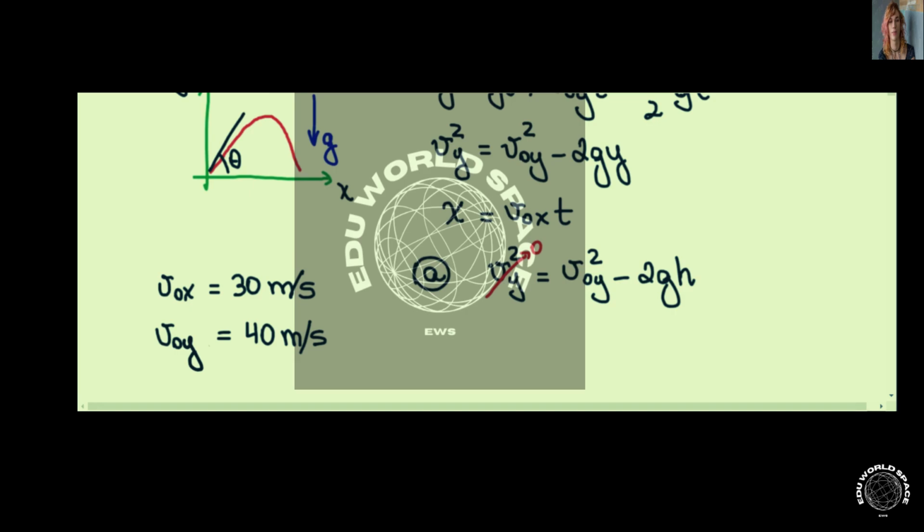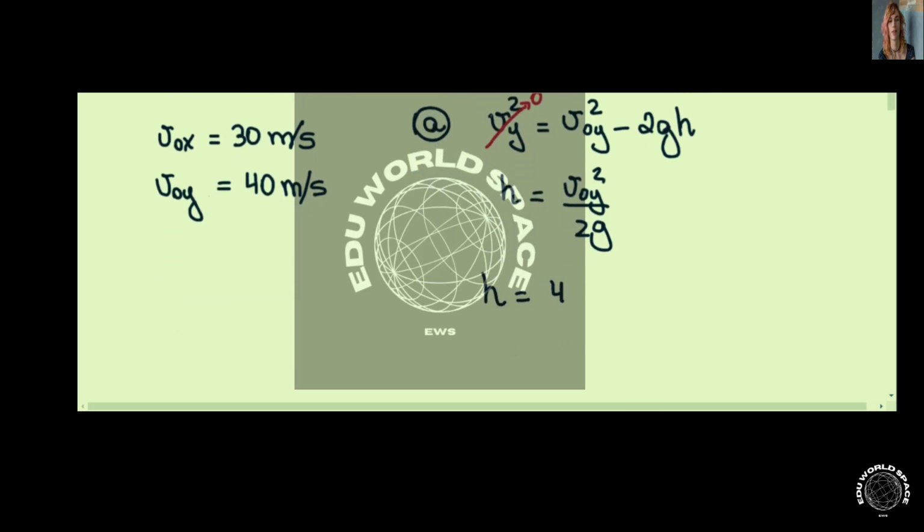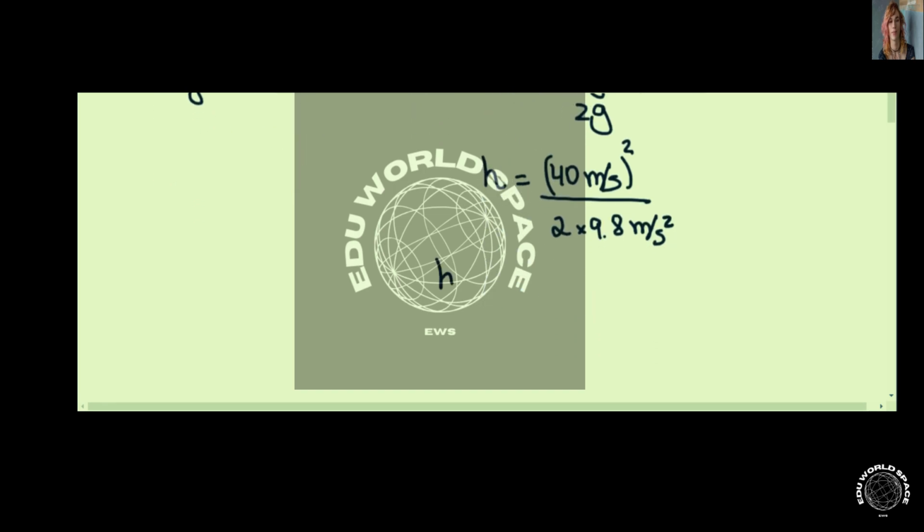Okay, so at the height of the trajectory, the highest point, the velocity is equal to 0. So we can isolate and obtain that h is v0y squared over 2g. So h is 40 meters per second squared divided by 2 times 9.8 meters per second squared. So h is equal to 81.6 meters.